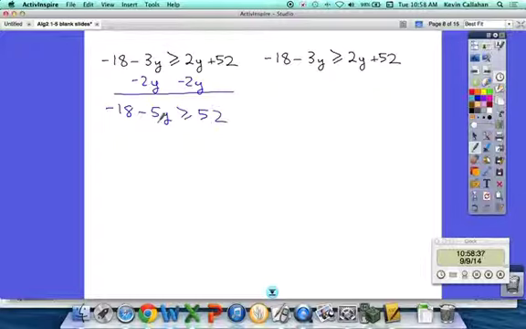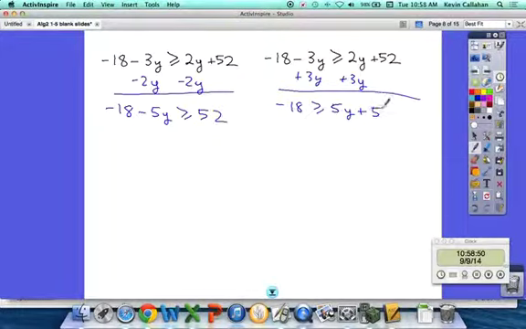Right? If I was careful, and instead of that, I added 3y to both sides, negative 18 greater than or equal to 5y plus 52. Now I've got a positive coefficient in front of the variable. I will not have that same issue. So that's why we always recommend moving the smaller of the variable terms to the other side, because then you're sure that it's positive. You've got a positive variable term.